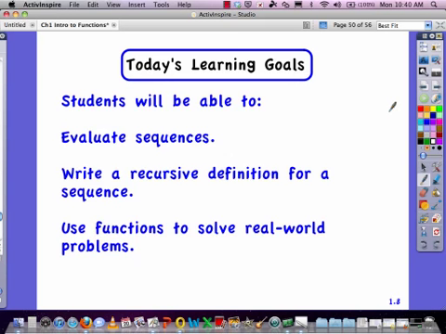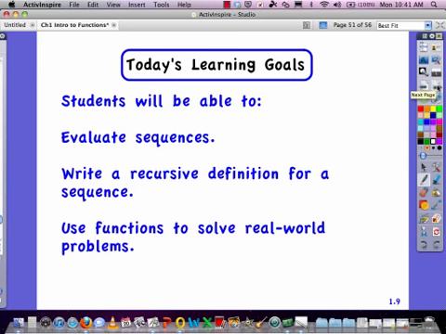Looking at section 1.8's goals, write a recursive definition for a sequence, and then try to solve real-world problems as well. Then also in 1.9, we're going to be able to evaluate sequences, write the recursive definition for the sequence, and use real-world problems. So you can see both of them are related to each other, but we will go through some of the definitions, vocabulary, and actually how you work the equation.